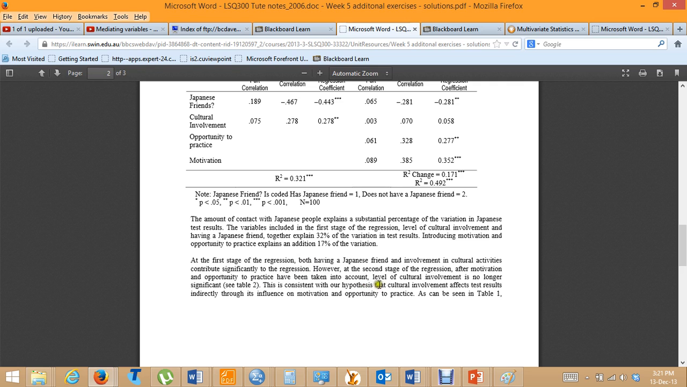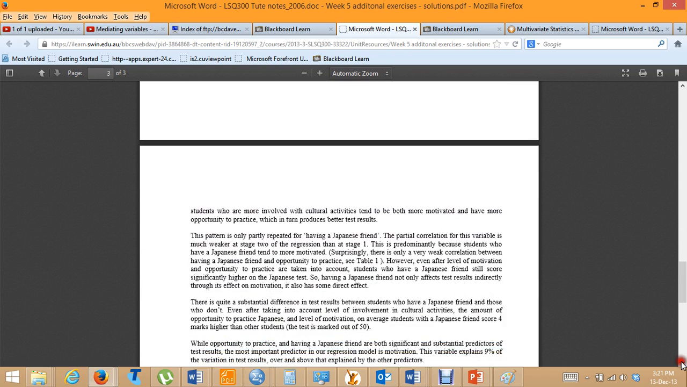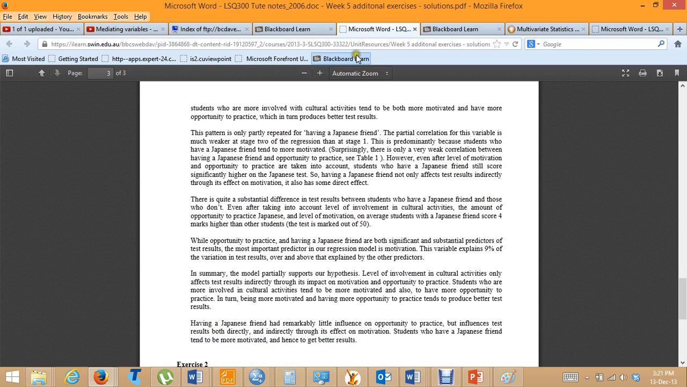This is consistent with our hypothesis that cultural involvement affects test results indirectly through its influence on motivation and opportunity to practice. It's basically saying this is consistent with the proposition that the relationship between cultural involvement and the DV is mediated by opportunity to practice and motivation. So as can be seen in table 1, students who are more involved with cultural activities tend to be both more motivated and have more opportunity to practice, which in turn produces better results. So you can see the correlations which prove that there's a mediational relationship there in stage 1, in table 1, the correlation matrix. So now we discuss the hypothesis in regards to having a Japanese friend.